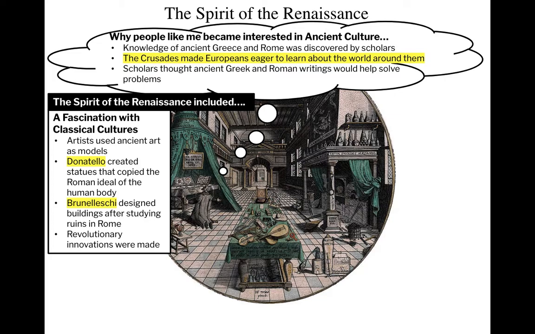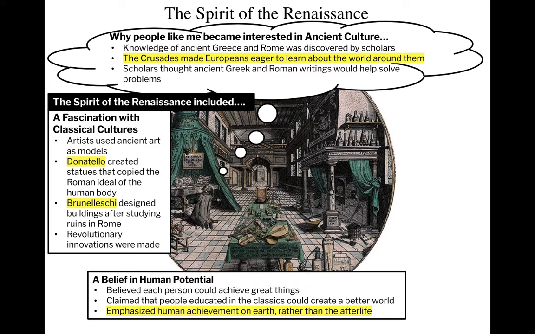Artists would use the ancient art as models. Donatello created statues that copied the Roman ideal of the human body, for example. Brunelleschi designed buildings after studying ruins in Rome. He was an architect, and he made buildings like that, and revolutionary innovations were made as well.